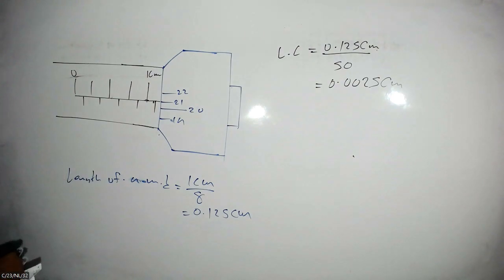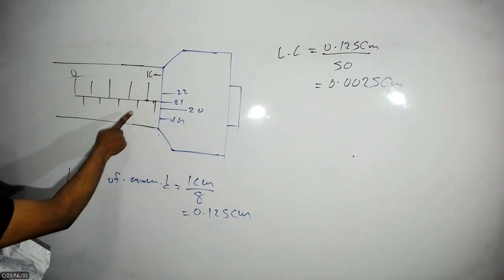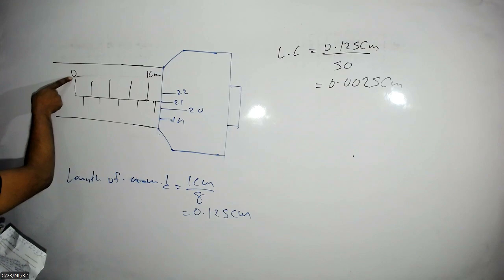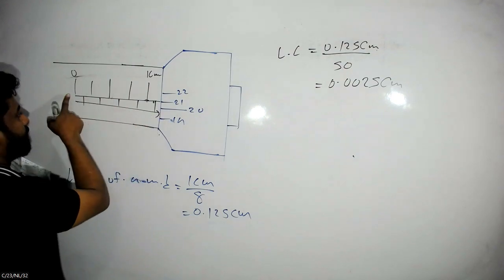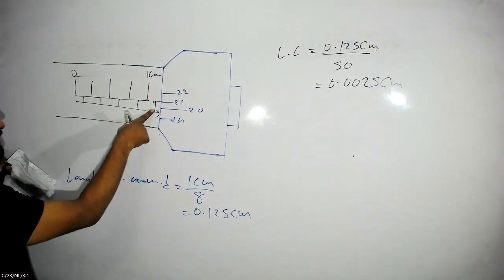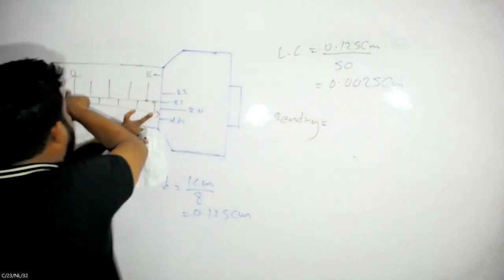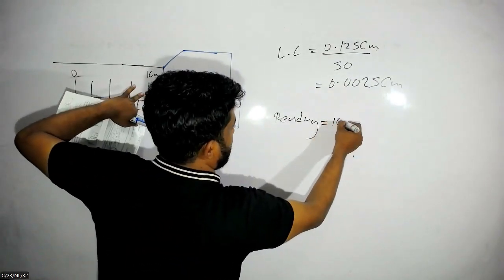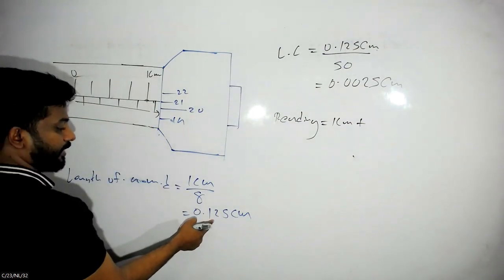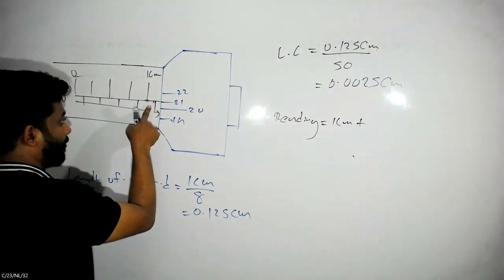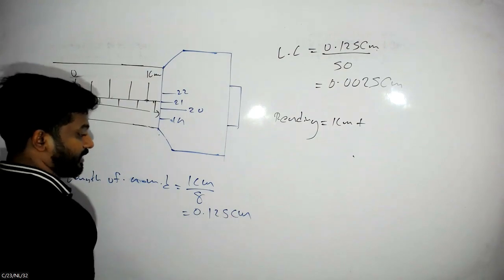Now you can get the reading for the micrometer screw gauge. For a screw gauge, you can find the reading by considering the gap between the main scale 0 and the circular scale. You need to find this gap. From here to here the main scale reading is 1 centimeter. Now you know the length of 1 main scale division is 0.125, not 1 millimeter or 0.5 millimeter. It is 0.125 centimeter. This one is a special question.